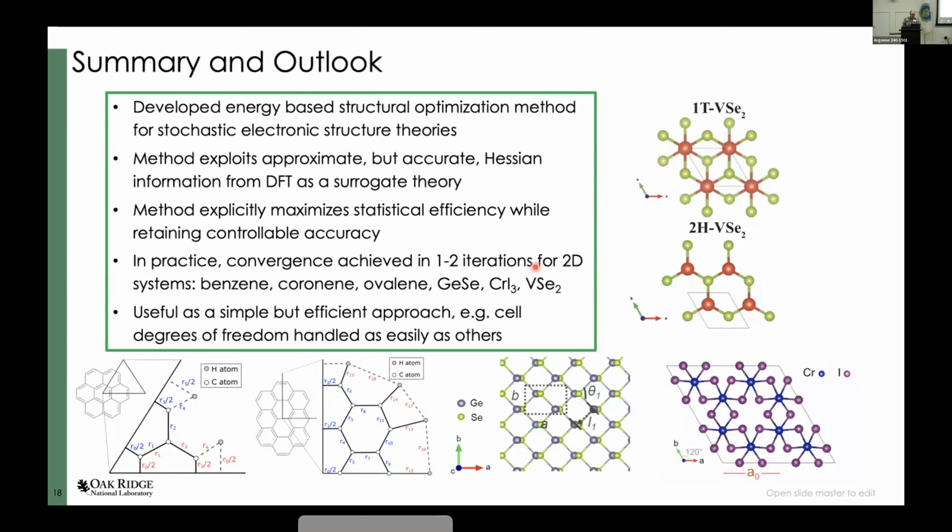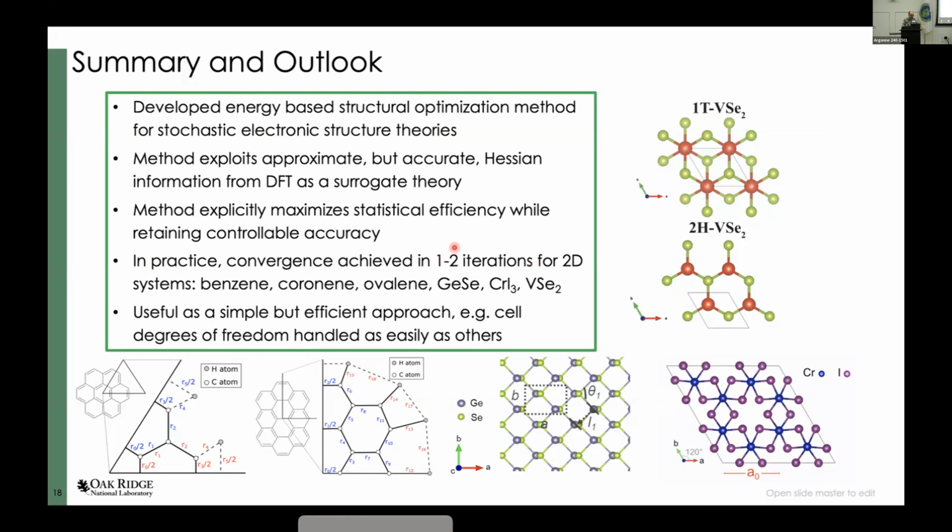So kind of as a summary and outlook, methodologically, we've developed this method to be able to optimize structures. And this can be done for any kind of stochastic electronic structure theory. It doesn't need to be diffusion Monte Carlo. It exploits approximate but accurate Hessian information from DFT as a surrogate, but you could choose other surrogates that are cheap but fairly accurate. The method explicitly maximizes statistical efficiency while retaining controllable accuracy. You get to request what kind of accuracy you want, and that drives the cost. But on the method goes forward.